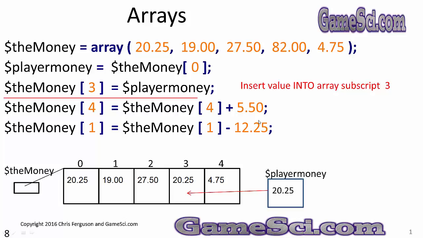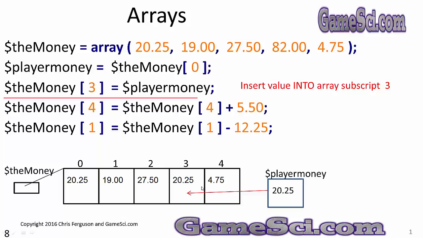Well, what was in position 3 before? It was this 82. I initially set up subscript 3 to have an 82, but since I overwrote position 3, the 82 has disappeared and been overwritten with what was in player money. Data can move into and out of an array.